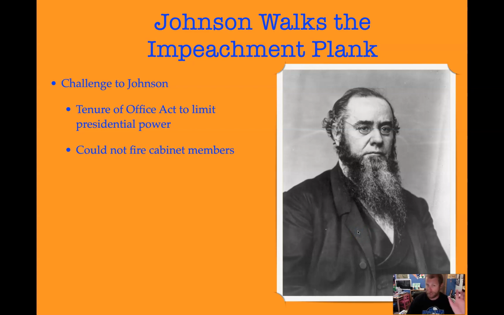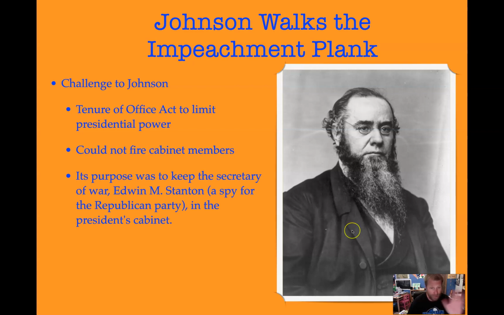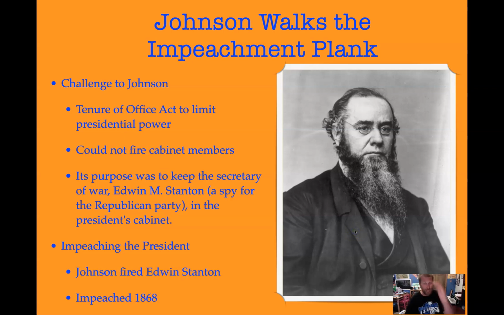The Tenure of Office Act said the president could not fire his cabinet members without congressional approval. Like I said, it was just to keep his job. He was spying on Johnson for the Republicans. Johnson had a spy in his own cabinet. Oh boy, sounds like a movie. And so Johnson, of course, being the grumpy gills he is, just fires him and says, "What are you going to do about it? What are you going to do about it, huh?" So they impeach him. For the first time in American history, the president is impeached. The House of Representatives impeaches, which means formally charges with crimes and high crimes and misdemeanors. And at that point, he's put on trial in the Senate.